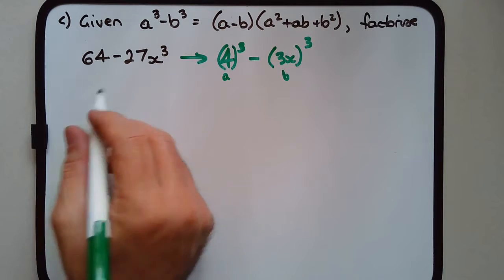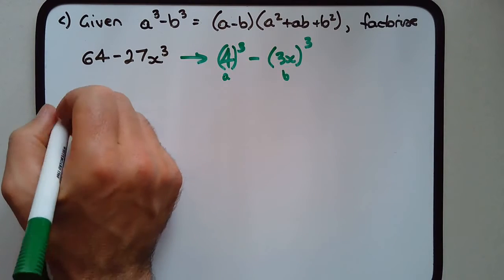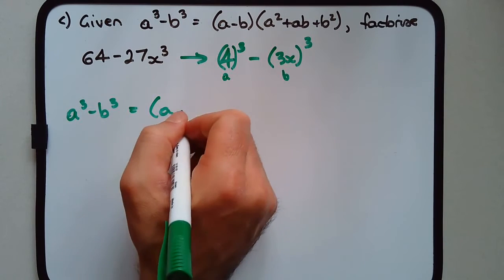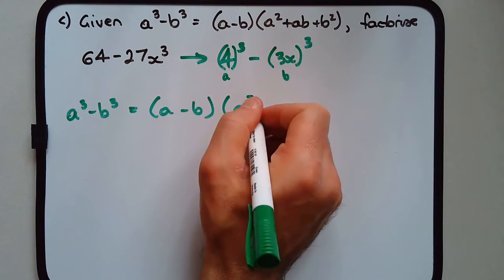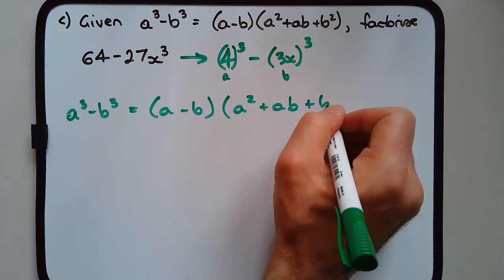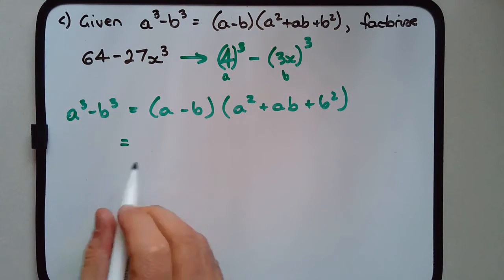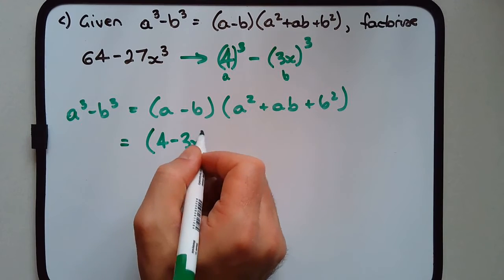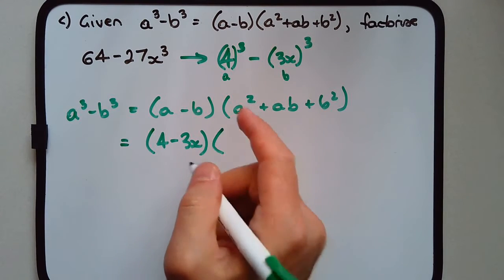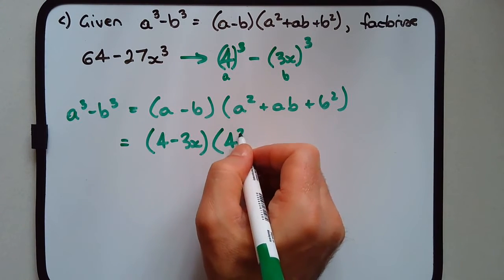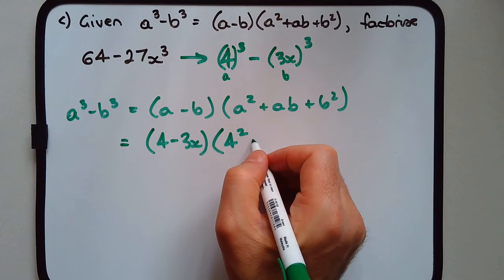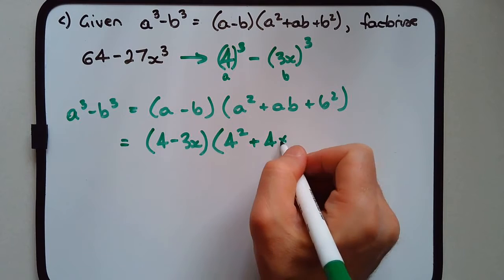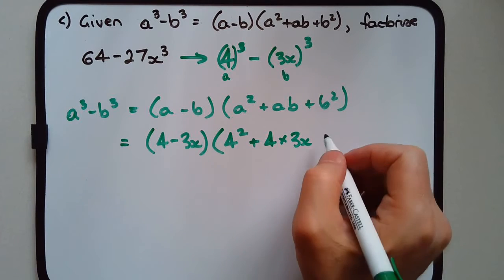I'm just going to write the definition out again. I've got the room this time. Okay, so this is going to be equal to 4 minus 3x outside of a squared, so that's going to be 4 squared, plus ab, so plus 4 multiplied by 3x, plus b squared.